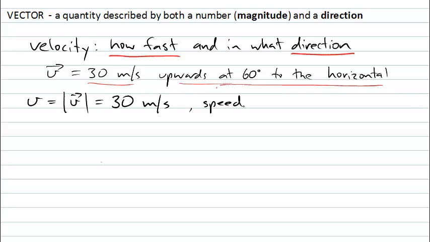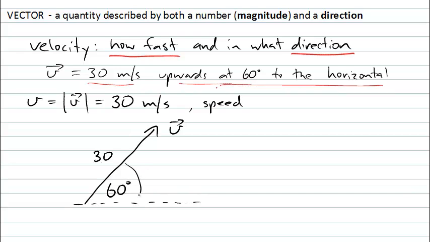One way that we can indicate a vector that includes both the magnitude and the direction information all at once is to draw the vector as an arrow. For example, this might be our vector V. The length of the arrow is telling us something about the size of the vector. Here this length would indicate, for example, a magnitude of 30 meters per second. The direction of the arrow, of course, contains our directional information. In this case, we were told it was going upwards at 60 degrees to the horizontal.